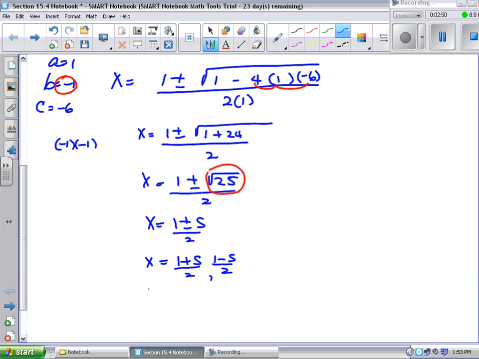So now I will have x is equal to 6 over 2. Positive 1 and negative 5 is negative 4 over 2. So my final answer would be x is equal to 3, comma, negative 2. And this is the way you will type the answer in the computer, 3, comma, negative 2.